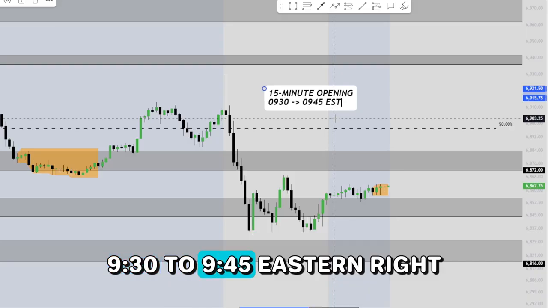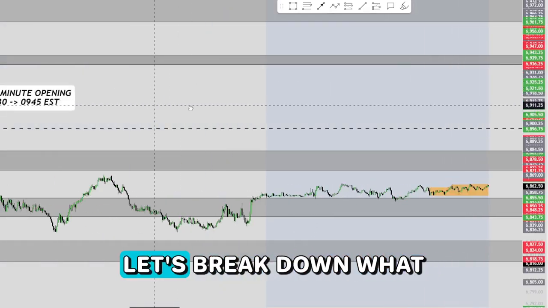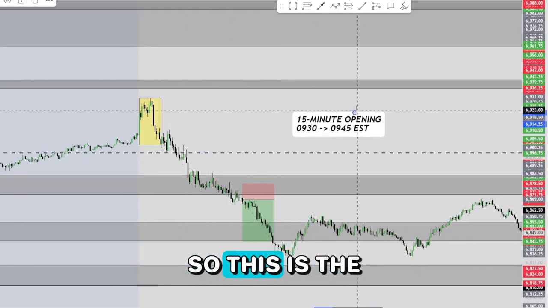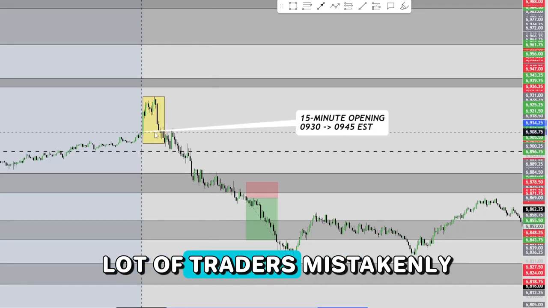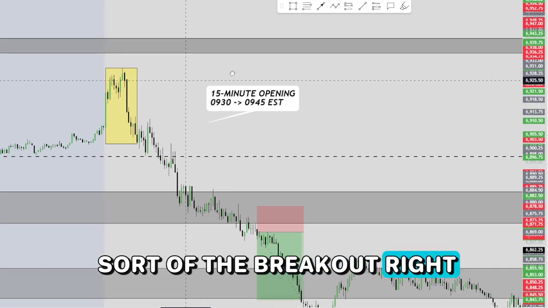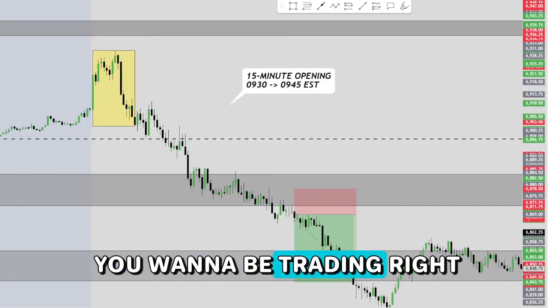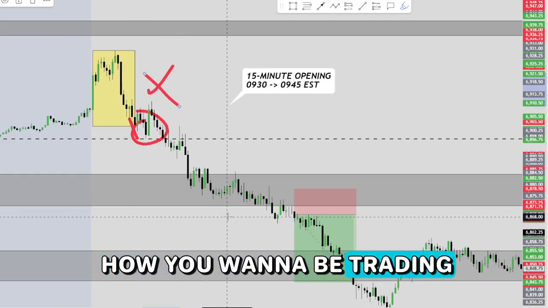When we go to the 1 minute chart, let's break down what was going on. This is the first 15 minutes over here, the 15-minute opening range. I see a lot of traders mistakenly try to trade the breakout. Waiting for a breakout here is typically not how you want to be trading.